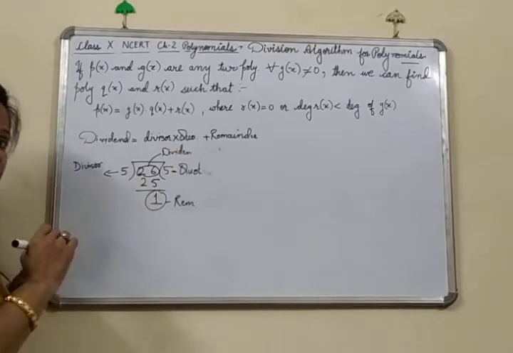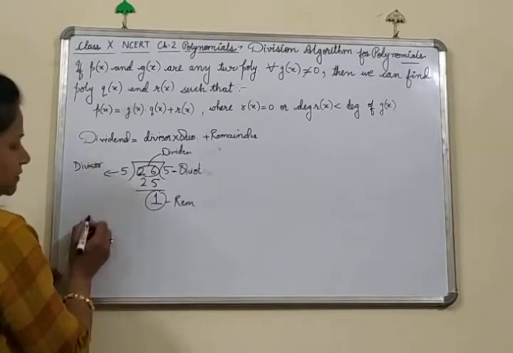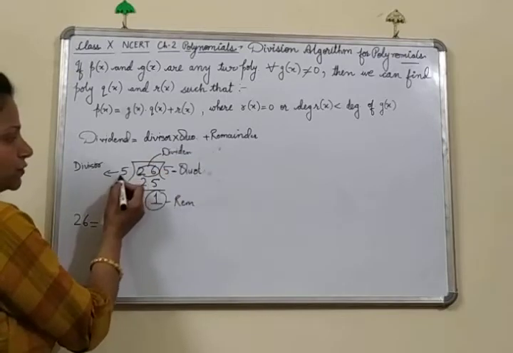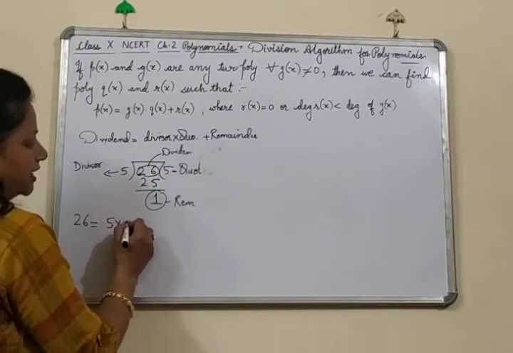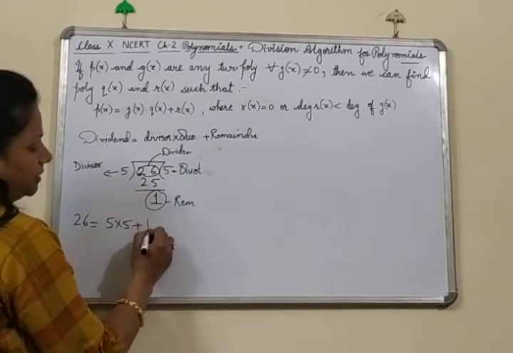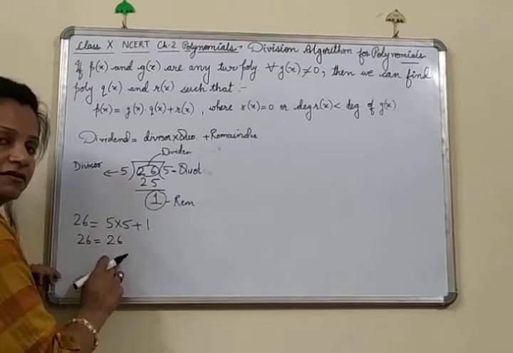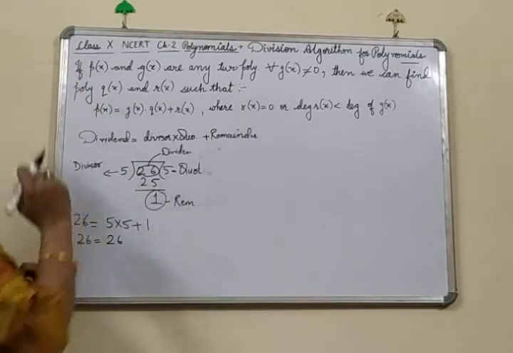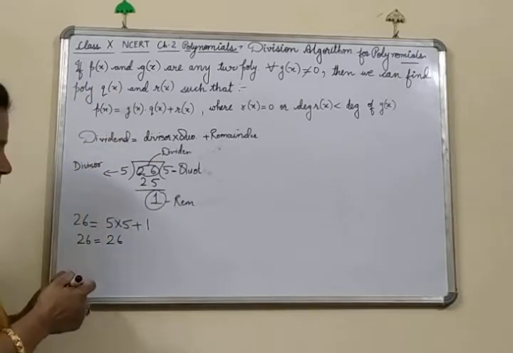And we can satisfy the division algorithm as dividend. Dividend, what we are having? 26. This is equal to divisor into quotient. What is the divisor? 5. What is the quotient? 5. And then plus remainder. That means 26 is equal to 26. This is the verification of division, right? Now all this is just an arithmetic thing. Now we see this with polynomials.